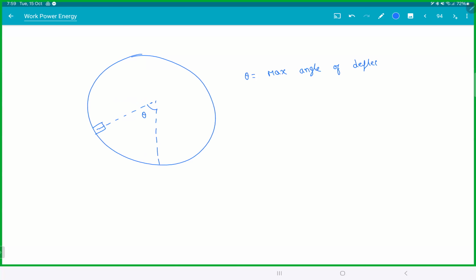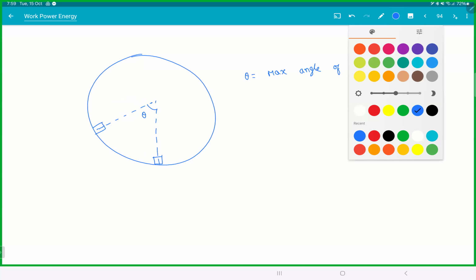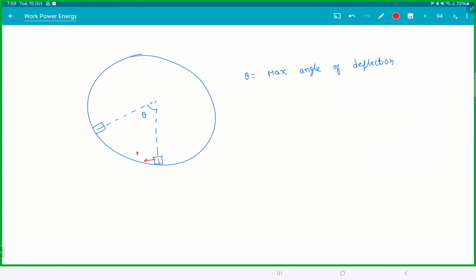That is the maximum angle it can go up. So initially the block used to be here. In this entire process, pseudo force is ma. Be careful, the net force is not zero here. This is your extreme position.